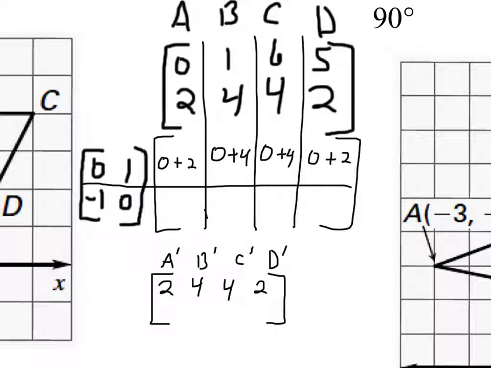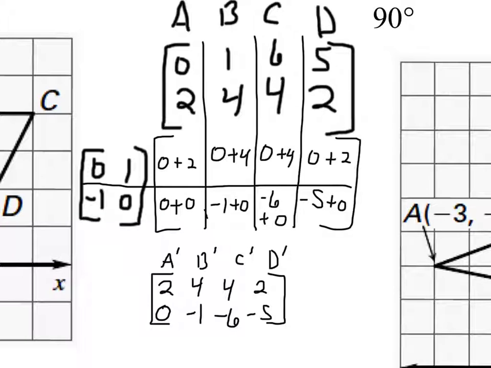All right, bottom row. See, this goes pretty quick. Bottom row, negative 1 times 0 is 0. 0 times 2 is 0. So 0 plus 0, 0. All right, in this position right here, negative 1 times 1 is negative 1. 0 times 4 is 0, so we get negative 1. Right here, negative 1 times 6 is negative 6, and 0 times 4 is 0, so negative 6 is what you get when you add them. And lastly, in this spot here, negative 1 times 5 is negative 5, and 0 times 2 is 0, so negative 5.